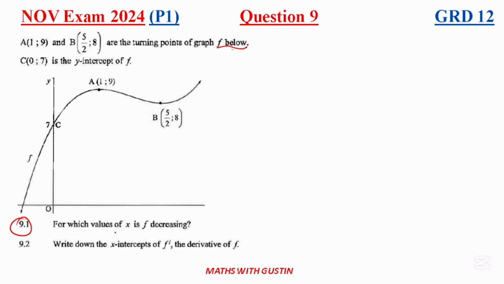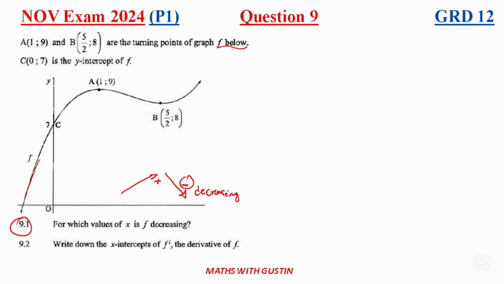It says, for which values of x is f decreasing? All right, you will remember in analytical geometry, if you've got a function going up like that, it has a positive gradient. If it's going down like that, it has a negative gradient. So this is the one where it is decreasing, because it's got a negative gradient. All right, great stuff.